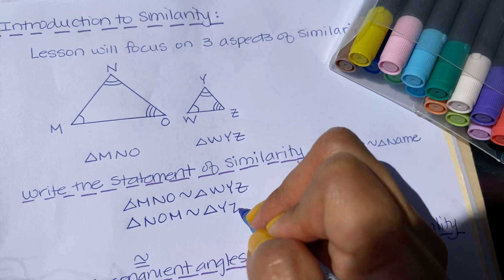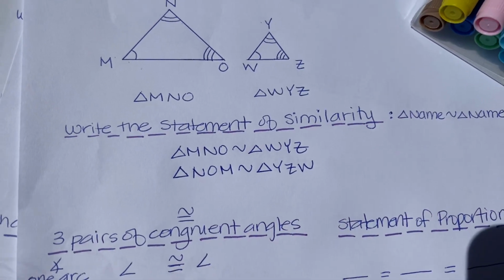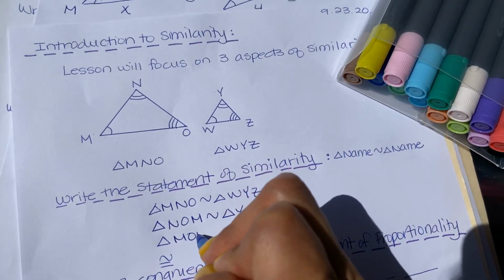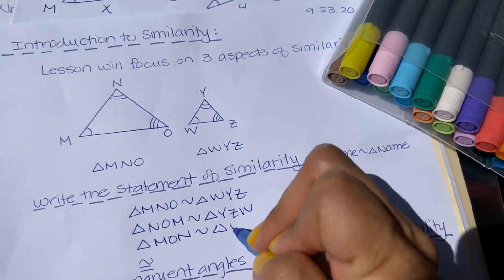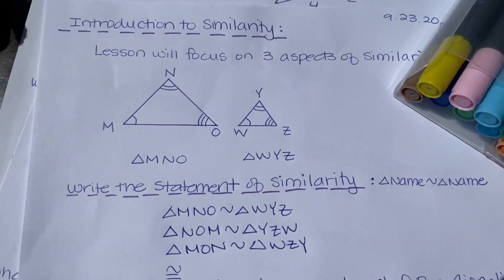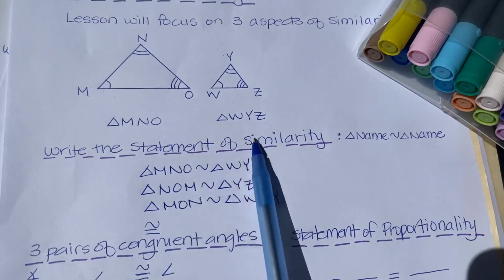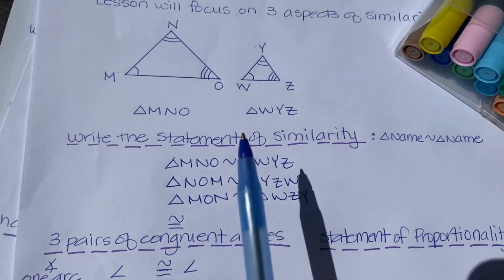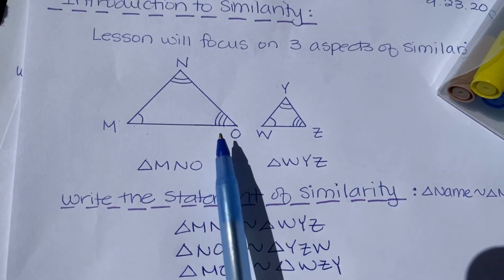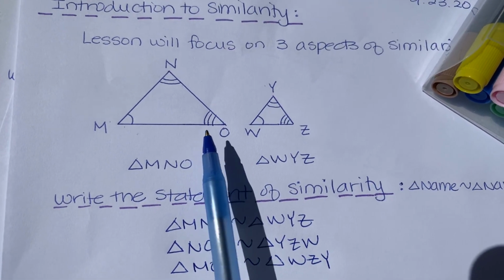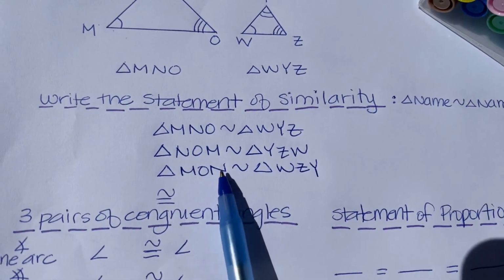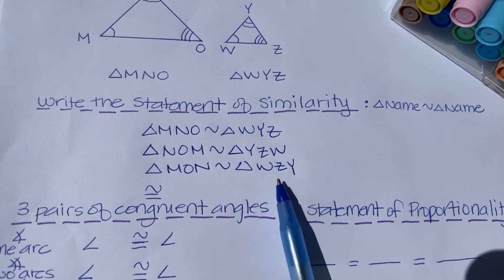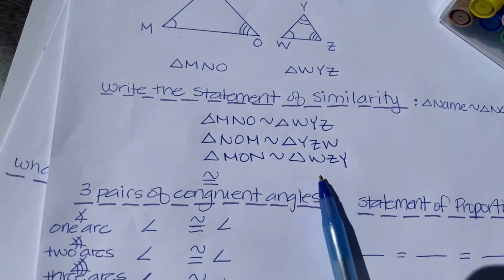So Y, Z, W. Or you could have gone MON is similar to WZY. So this statement of similarity is everything. This tells you everything you need to know about the triangle. So if they decided to not give you a diagram or an illustration of the triangles and they just gave you this name, statement of similarity, and they gave you a few givens, that's all you need to know. And eventually we'll get to that. Not in this video.